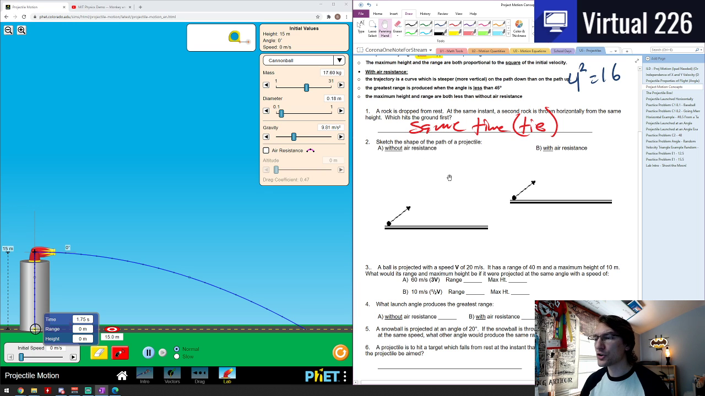When we're drawing shapes for number 2, the path of a projectile without air resistance, we know that this is going to make a nice parabola. So do your best to draw a parabola there. We know with air resistance, because it's being buffeted back, it's going to get squished.